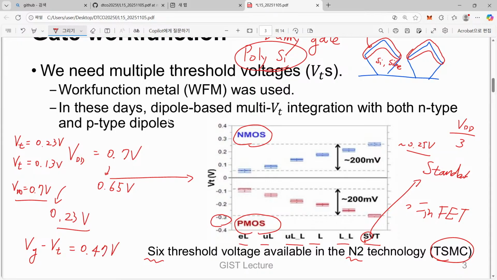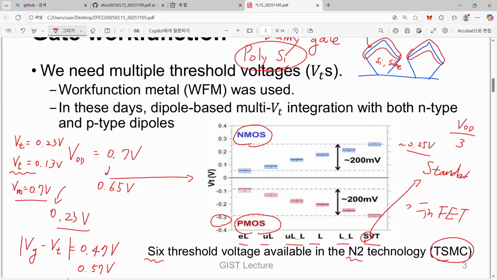now it becomes 0.57 volt. So with lower threshold voltage, we can enjoy a much higher value of gate overdrive voltage. So simply speaking, with this transistor, we can expect a lot more current than the standard one.